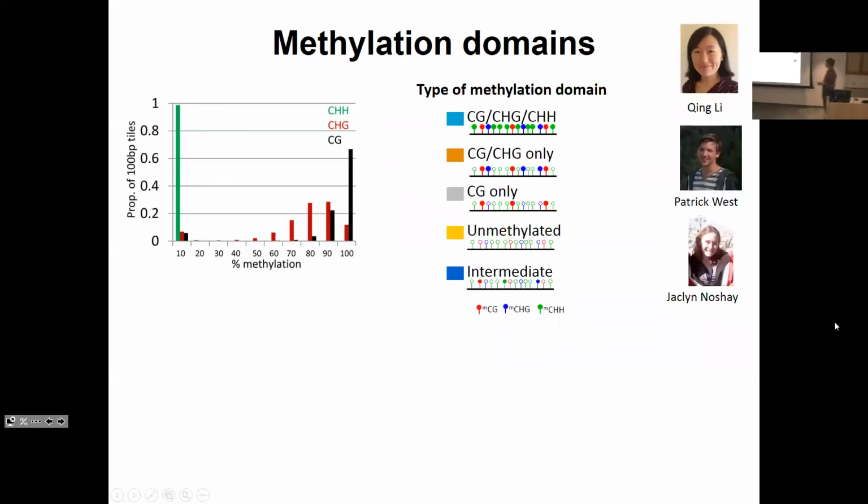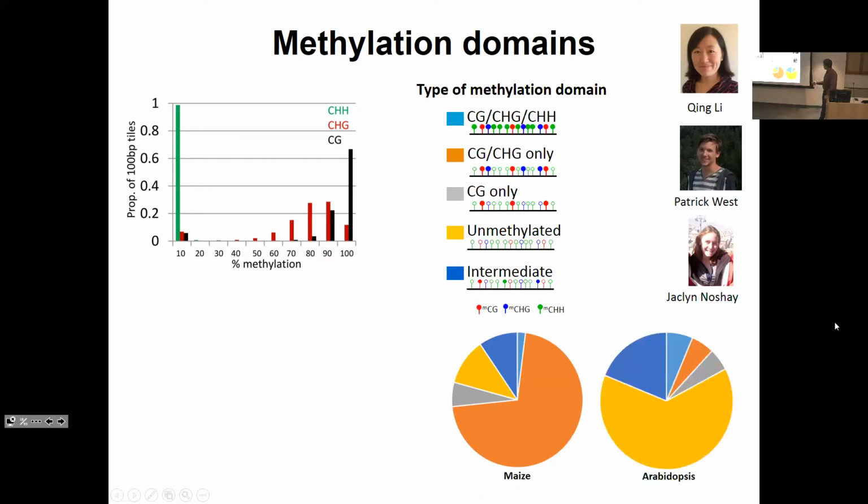If we look at multiple contexts at a time, we can classify the genome as having all three types of methylation, CG and CHG only, CG only, being unmethylated or intermediate. If you look at the maize genome, the vast majority of this genome has these types of methylation without CHH. The unmethylated portion of the genome is relatively smaller. In Arabidopsis, you see a very different story. So the majority of the Arabidopsis genome is unmethylated. This orange region that was predominant in maize is now a very small portion of the genome.